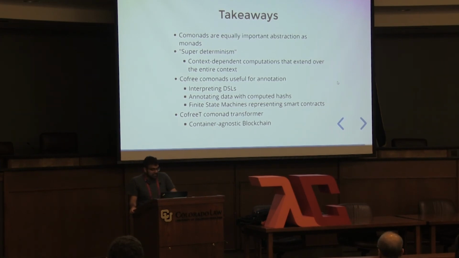Cofree comonads are useful for annotating branches in a tree. That's what we did with interpreting a domain-specific language. You can also use it for annotating data with the computed hashes, as I did in the second blockchain example. You can use a Cofree comonad to represent smart contracts, or really represent finite state machines, Moore machines in particular. And then you can use a Cofree comonad transformer to create a container-agnostic blockchain.